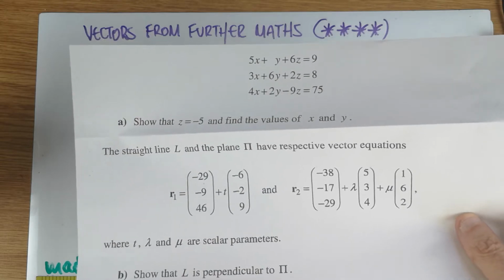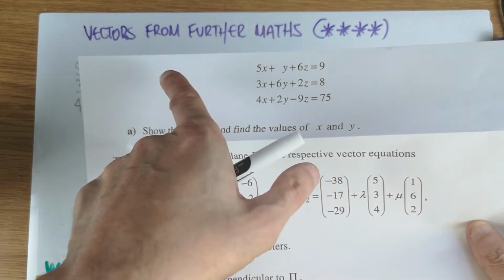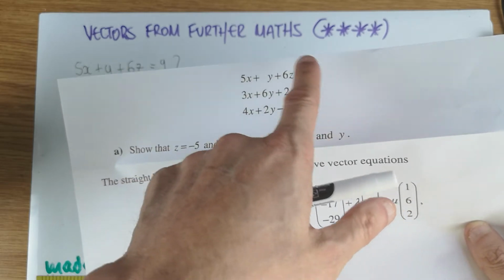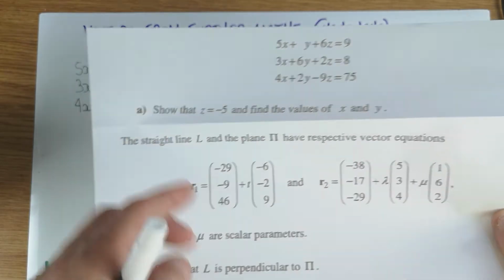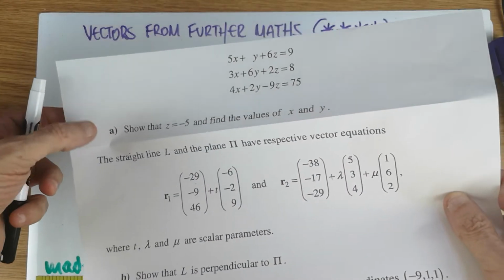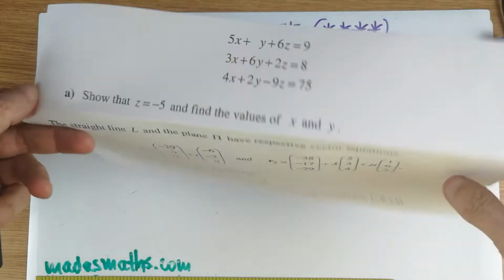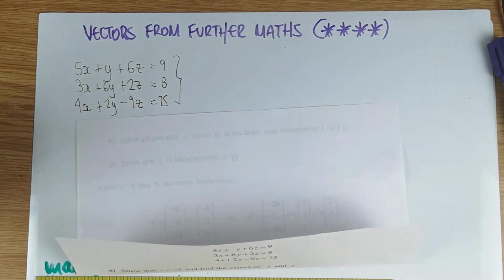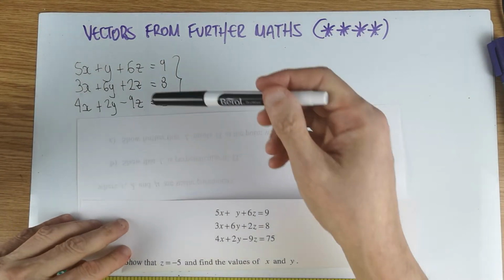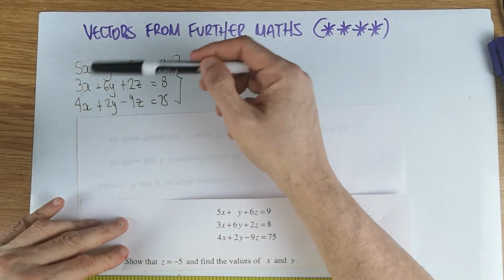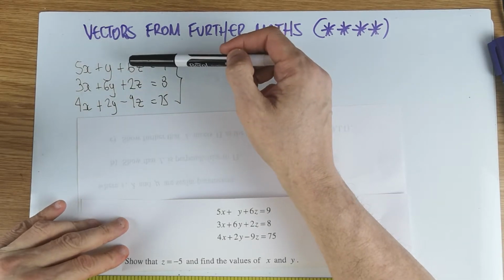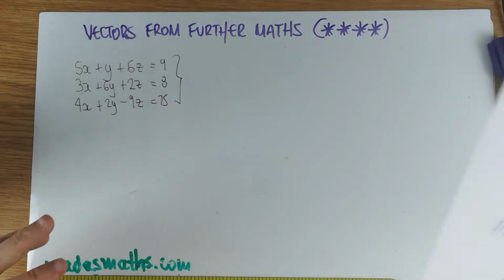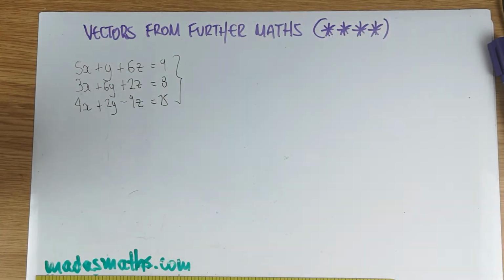Unfortunately, when I printed the question, the front has been cropped. All it says is this system of equations is given, and then it asks us to do things. So it's got a part A, part B, and a part C. We're going to do it a step at a time. I copied the equations down before the video, so I just want to check that they're copied correctly: 5x + y + 5z = 9, 3x + 6y + z = 8, 4x + 2y - 9z = 75. They're all correct. And how do we solve equations like this?